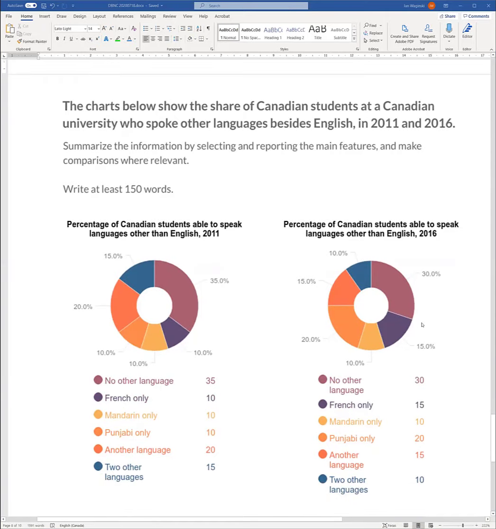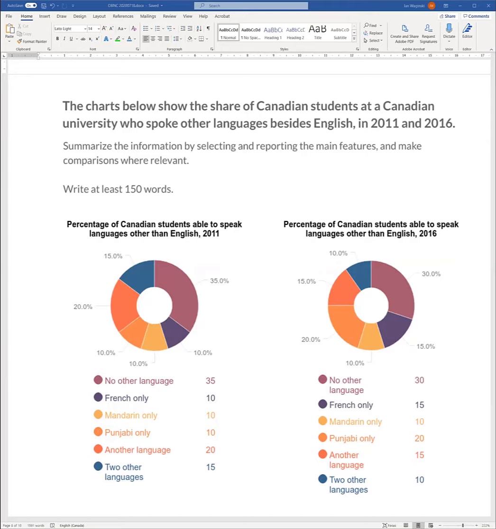The pie chart illustrates the proportion of university students in Canada who spoke languages other than English in 2011 and 2016. Yes, but in the general overview, right now that's just the header. What is the big pattern that you notice? This is the header.